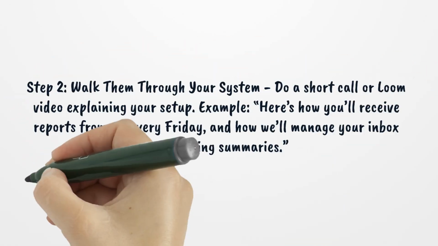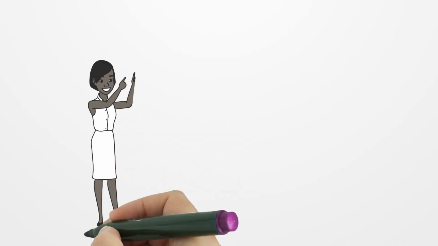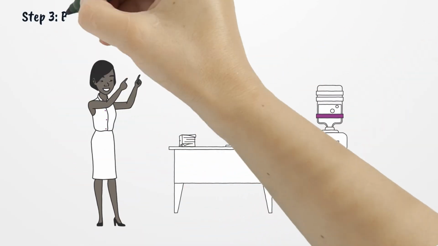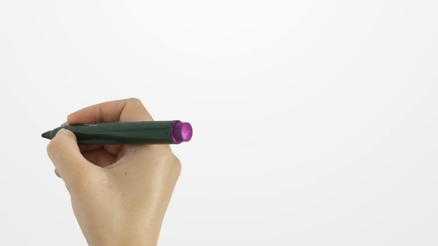Step 2, walk them through your system. Do a short call or Loom video explaining your setup. Example: here's how you'll receive reports from me every Friday, and how we'll manage your inbox and meeting summaries. Step 3, build SOPs. Clients love when you have a system. Document it. Let them focus on growth.